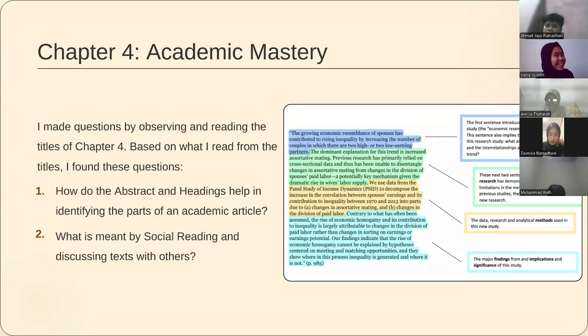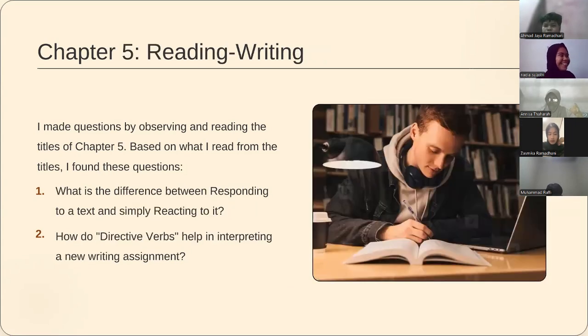Next, Chapter 5, Reading and Writing. I made questions by observing and reading the titles of Chapter 5. Based on what I read from the titles, I found ten questions. Number 1. What is the difference between responding to a text and simply reacting to it? Number 2. How do directive verbs help in interpreting a new writing assignment?